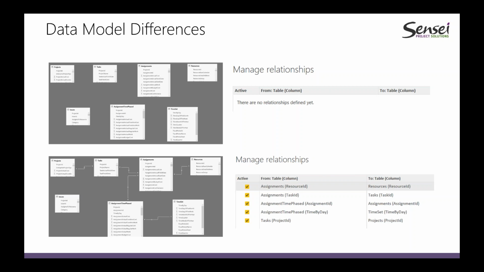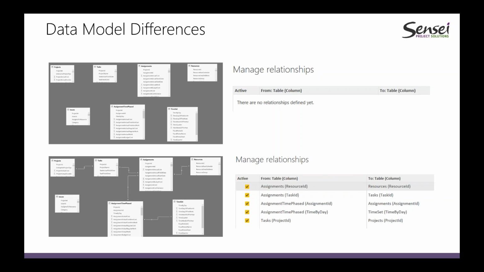Assignments is special because it has both a task ID and a resource ID. And then I'm joining my time phase data to my assignments because I've got a time phase table there. And I'm also joining that to the time by day. And I'm also joining my tasks to my project. So I can figure out which tasks are in which project, and they're assigned to who and when are they happening. So that's what that relationship does.